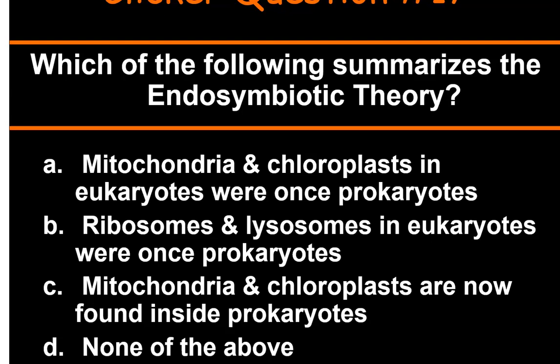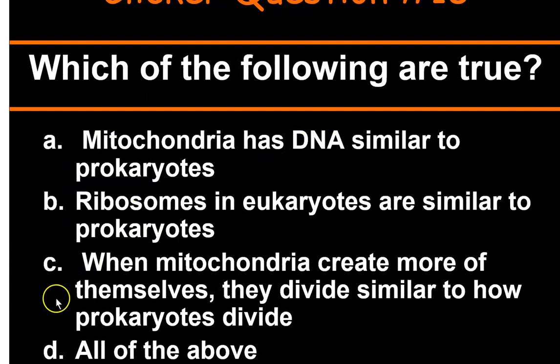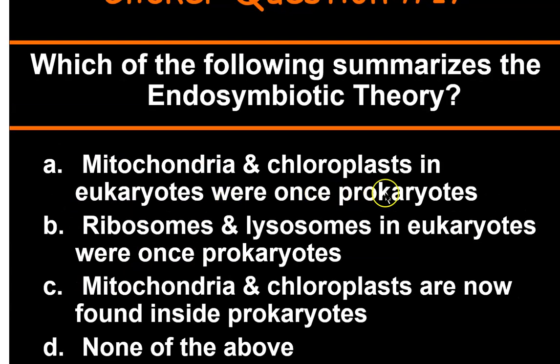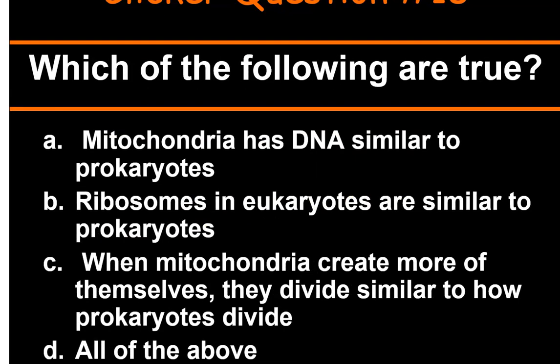All right, so we could eliminate one of these choices off the bat, and we could eliminate C, because we know that prokaryotic cells do not have membrane-bound organelles. The mitochondria and chloroplasts are not found in prokaryotes. So we know the answer is not D, and so the answer is A. Mitochondria and chloroplasts in eukaryotes were once prokaryotes. That's what scientists believe.